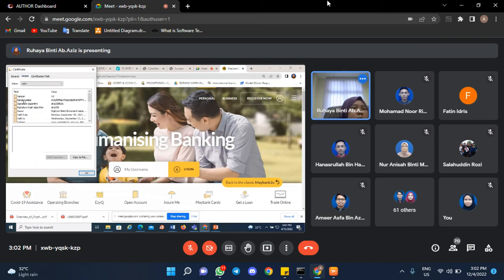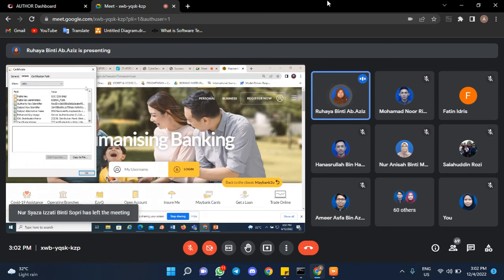You can see that they use signature algorithm, dia guna SHA. And then digital cert dia guna SHA. Kat situ dia guna public key, dia guna ECC. Public key algorithm dia guna ECC. Cuba you tengok CIMB.